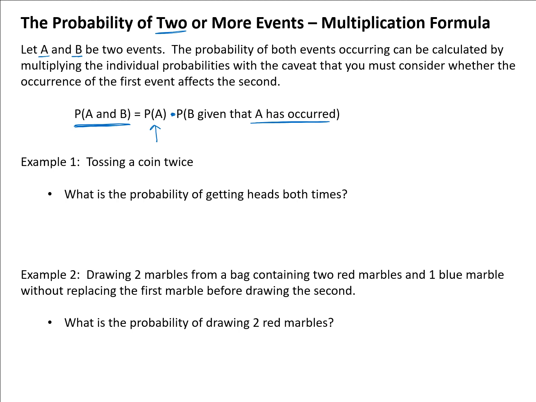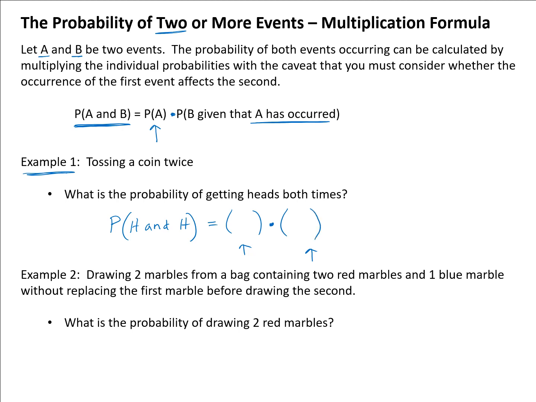So let's look at the first example that we looked at with tree diagrams, tossing a coin twice. What's the probability of getting a head both times? So that would be like a head and another head. So in calculating this, I'm going to multiply the probability of getting a head in my first toss of a coin, and then multiply that by the probability of getting another head on my second toss.